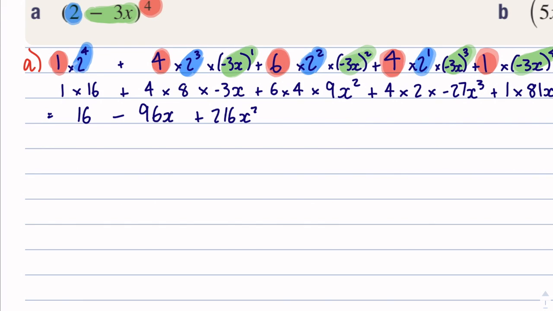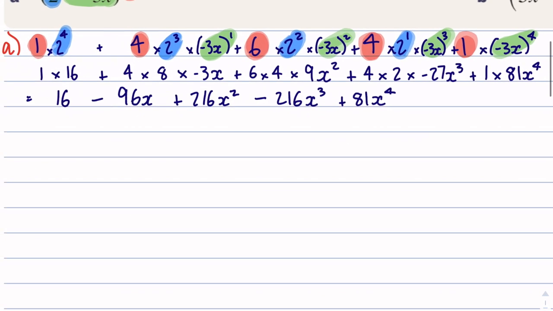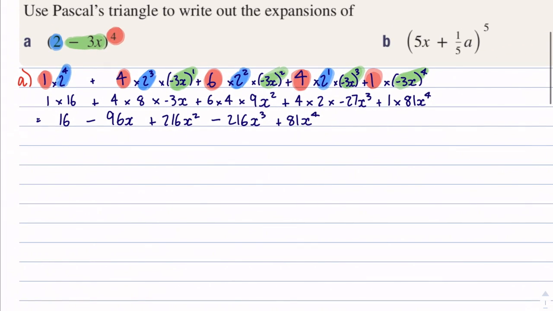The next one is 4 times 2 times negative 27. Well, I know it's going to be minus, and that's 27 times 8, 56, carry the 5, 16, 216. That was x squared, this is x cubed. I may have gotten some of these numbers wrong, I don't have a calculator. Plus 81x to the 4. And that's it. There's nothing I can simplify. That's that question.